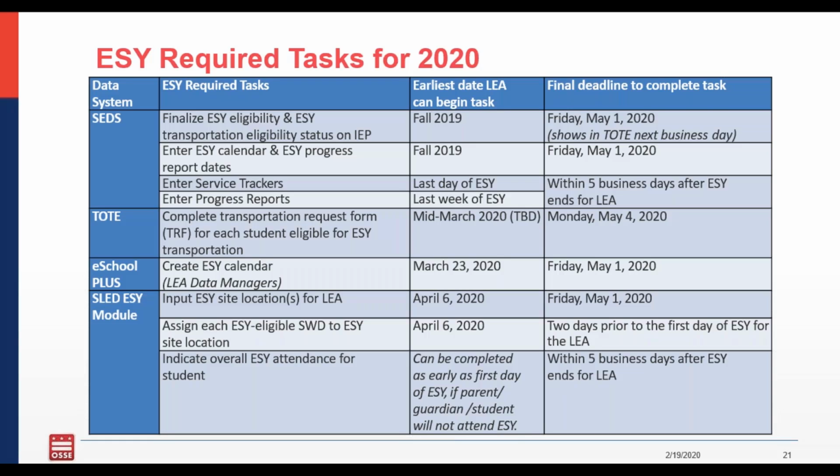So you need to be finalizing your ESY eligibilities in SEDS by Friday, May 1, so that the systems can update, and then on Monday, May 4th, you will have access to that student in TOTE so you can submit the necessary information and TRS for that student. We also ask that you enter ESY calendar and ESY progress reporting dates by May 1 so that that information can also transfer over.